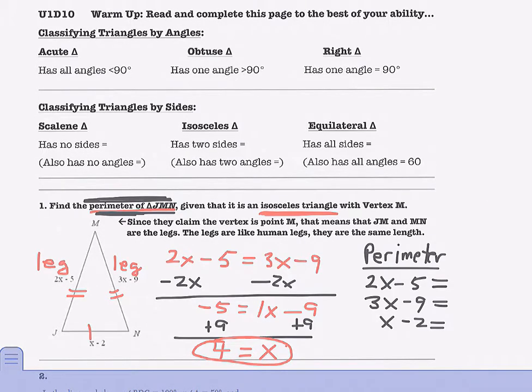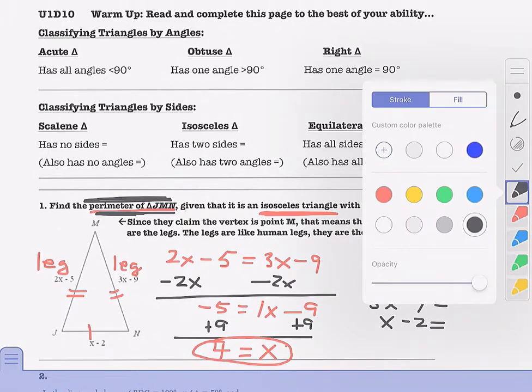So did you get this far? Were you able to determine that it has two sides that are equal and that those sides are the legs? The legs are equal to each other, giving us x equals 4. That's a very good start here. Did you finish up the question by actually finding the perimeter? At the very end, remember to find your x and then plug it into the different sides of the triangle to find the length of each side.